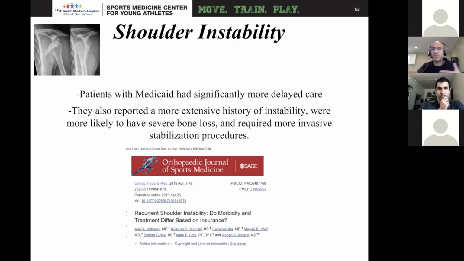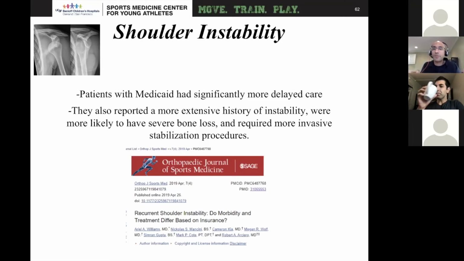Because I think in meniscus tears and ACL, sometimes it's hard to notice this. In shoulder instability, we know that the more dislocations you have, the more likely you're going to have bony lesions. And then to go from an arthroscopic Bankart procedure to a Latarjet procedure, huge difference in terms of outcomes and morbidity. So do you know that shoulder instability patients who have public insurance are probably going to dislocate 8, 9, 10, 11 times before they get in, as opposed to the privately insured patient who may get in after their first or second dislocation.